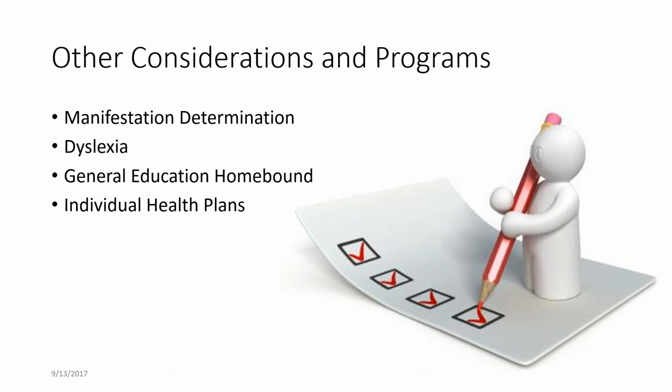Just some other considerations and programs that you consider. Manifestation determination. When there is a disciplinary removal, this is one that could be done all by itself too. Your committee needs to document, go through the questions that they're supposed to answer, and make sure that the parents are aware of what the results were. So again, follow the process.